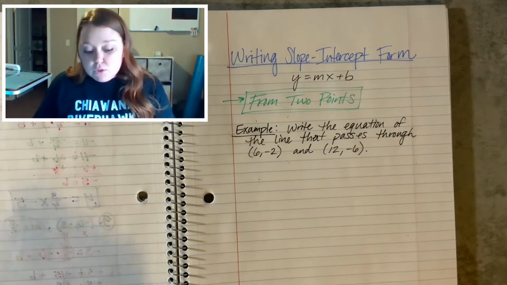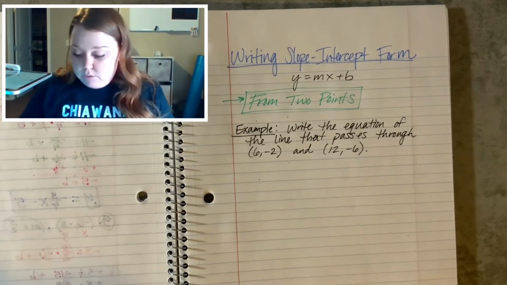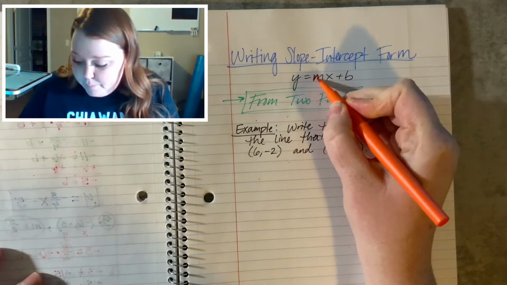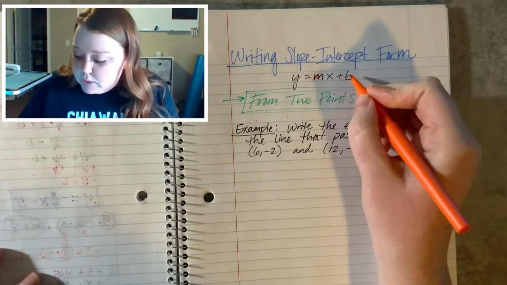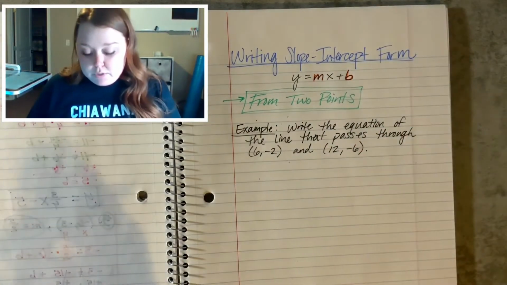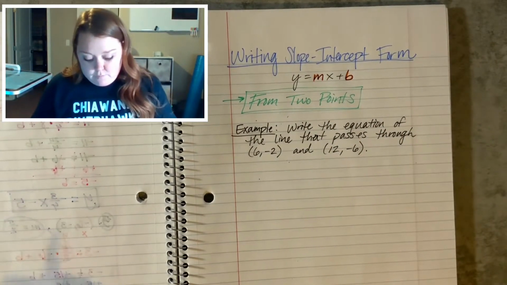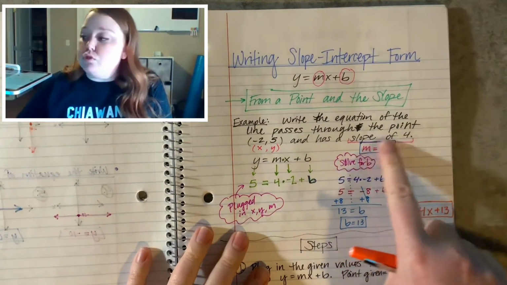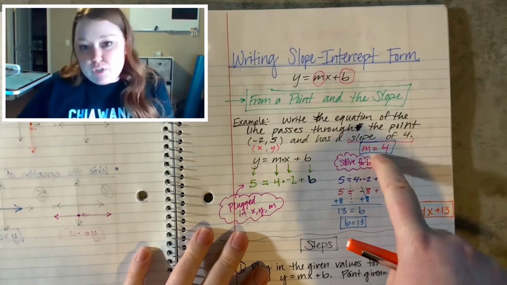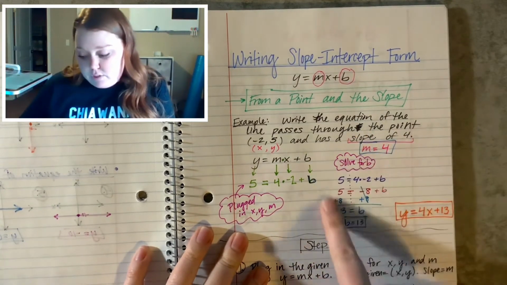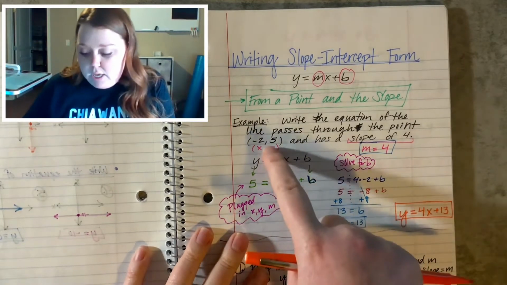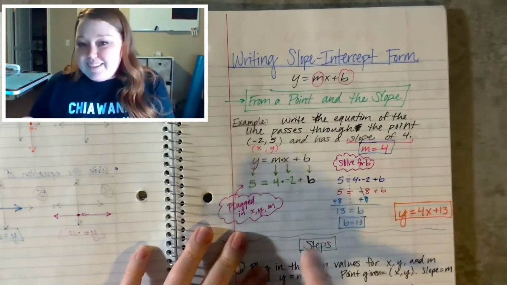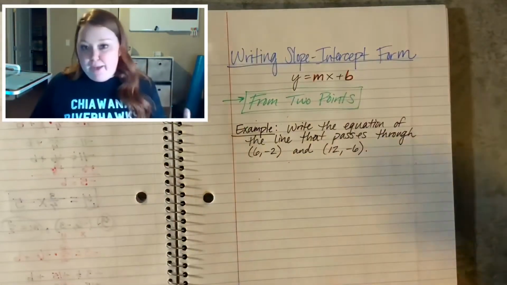So what are the things we need? Well, in order to write something in slope-intercept form, we need to know m, which is the slope, and we need to know b, which is the y-intercept. Last lesson, the slope was given to you. I told you what m was, so we didn't have to solve for m. We did end up having to solve for b. Remember that? We plugged in x, y, m, and then we just had to solve for b. But this time we don't know m.